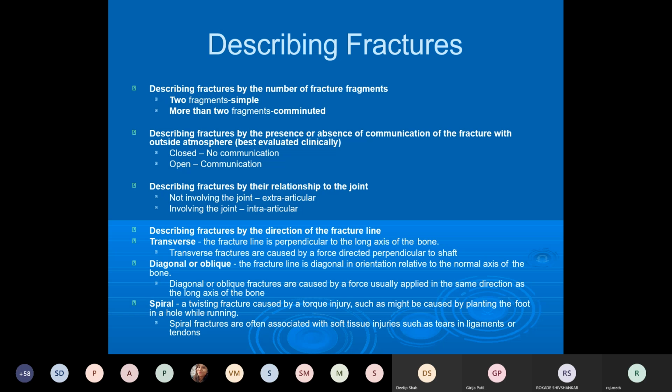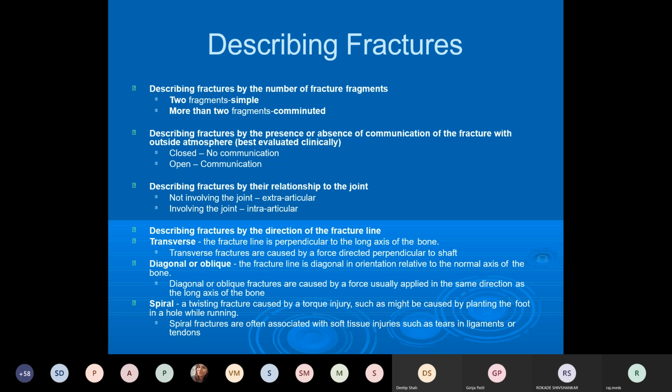Then the second point is describing the fractures by the presence or absence of communication of the fracture with the outside atmosphere. Best, it is evaluated clinically. So in a closed fracture, there is no communication of the fracture line with the outside atmosphere, and in an open fracture, there is a communication.